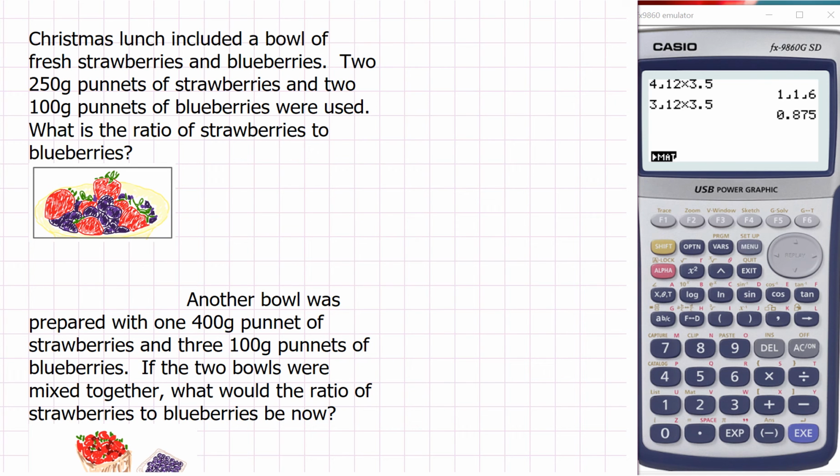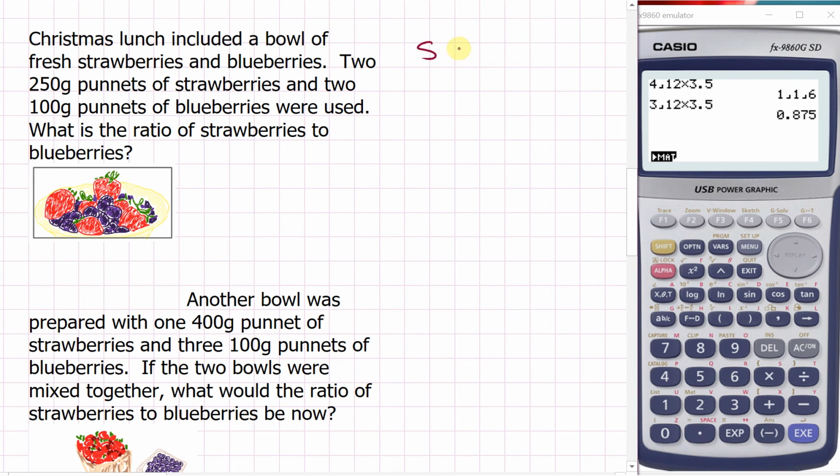We've got Christmas lunch. For Christmas lunch, we've got a bowl of strawberries and blueberries. Two 250-gram punnets of strawberries and two 100-gram punnets of blueberries were used. So what is the ratio of strawberries to blueberries?